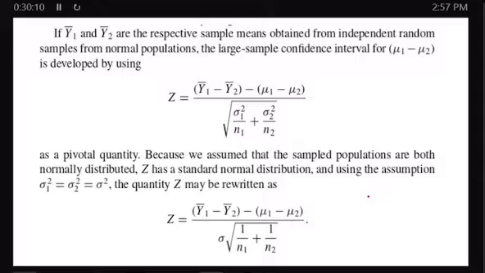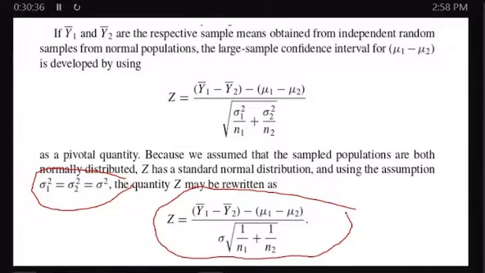But what if the population variances are unknown, we don't know the population variance, and they are assumed to be equal? Look at this: sigma 1 squared equals sigma 2 squared equals sigma squared. Of course, I'm going to have this when I plug in sigma squared in place of sigma 1 squared and sigma 2 squared, and I try to find the square root of that. I'm going to have that.